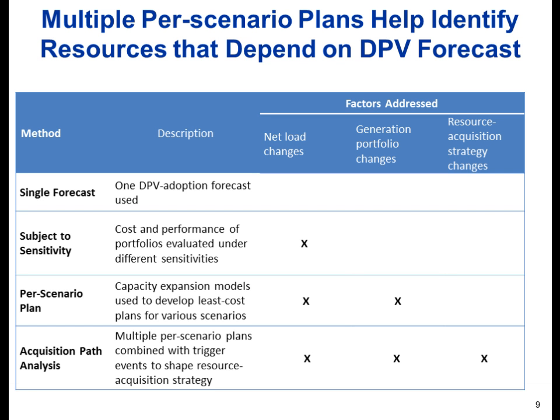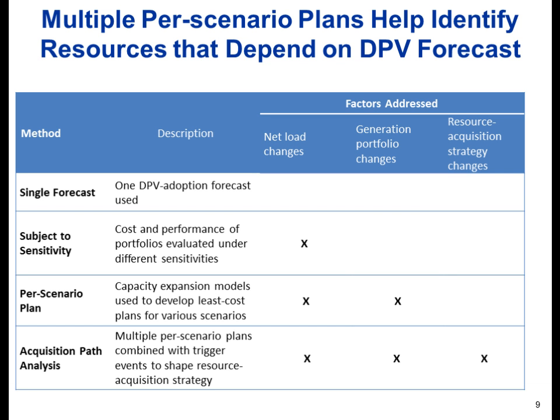We saw a range of approaches used in the planning studies. Some of them included only a single forecast of distributed PV and really didn't address this uncertainty in DPV adoption at all. A few, on the other hand, created candidate portfolios and then tested the cost effectiveness of these static portfolios under different levels of DPV adoption. In this approach, the different levels of DPV adoption really only affected the dispatch of the resources in the portfolios, but they didn't change the plan in response to that increased or decreased amount of distributed PV adoption.